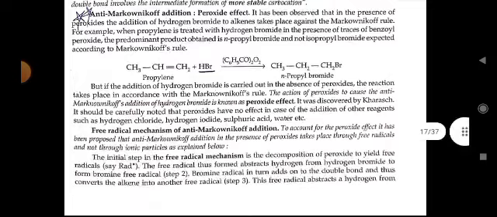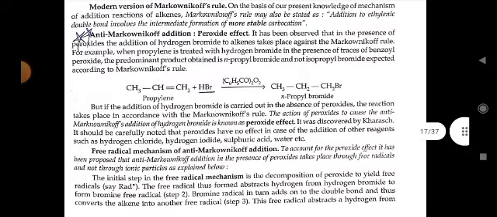Anti-Markovnikov addition, the peroxide effect. It has been observed that in the presence of peroxides, the addition of hydrogen bromide to alkenes takes place against the Markovnikov rule. For example, when propylene is treated with hydrogen bromide in the presence of traces of benzoyl peroxide, the predominant product obtained is n-propyl bromide and not isopropyl bromide, as expected according to Markovnikov's rule. But if the addition of hydrogen bromide is carried out in the absence of peroxides, the reaction takes place in accordance with Markovnikov's rule.